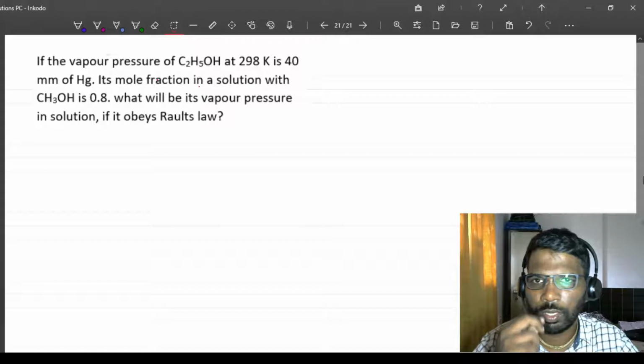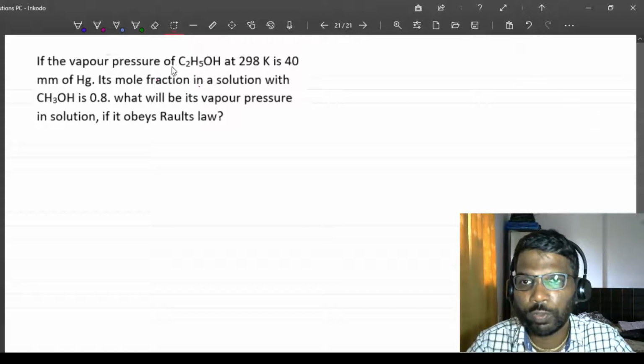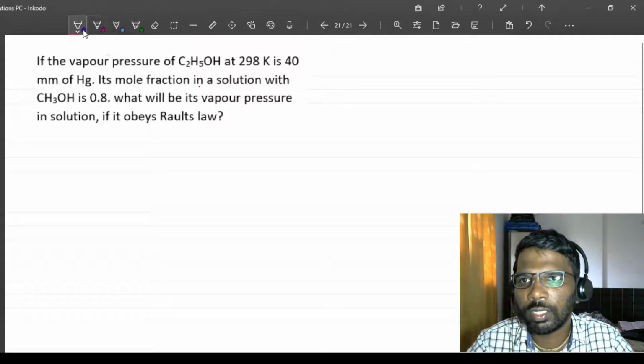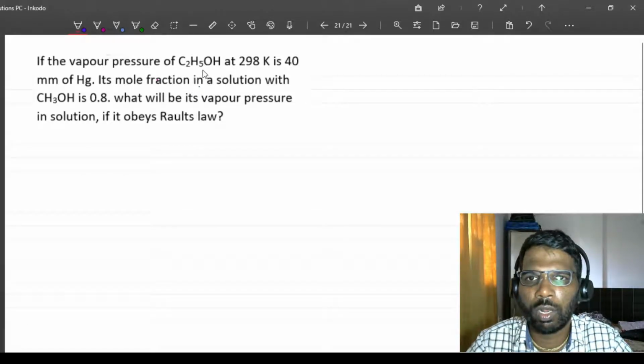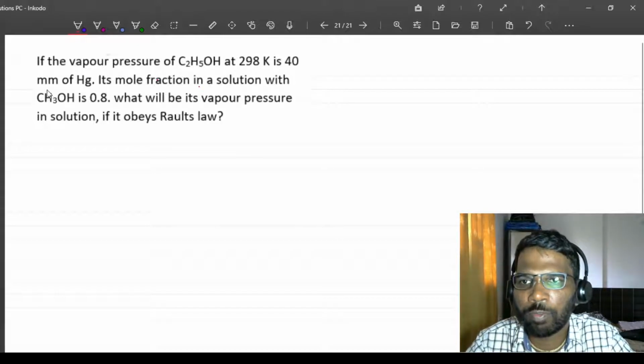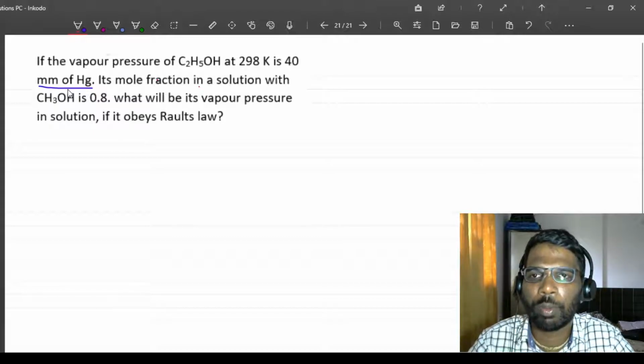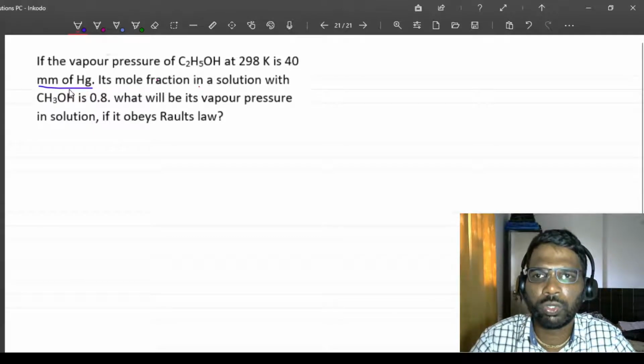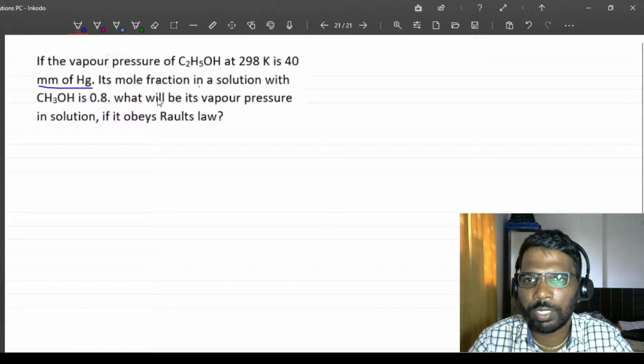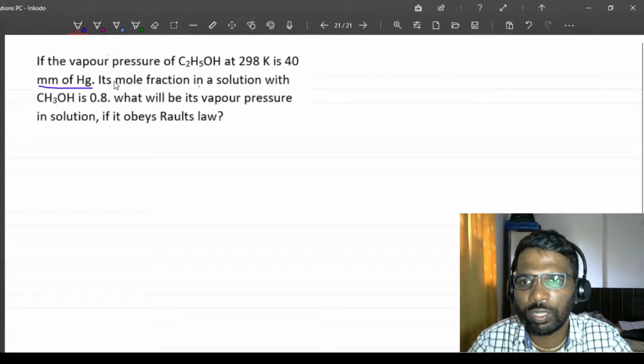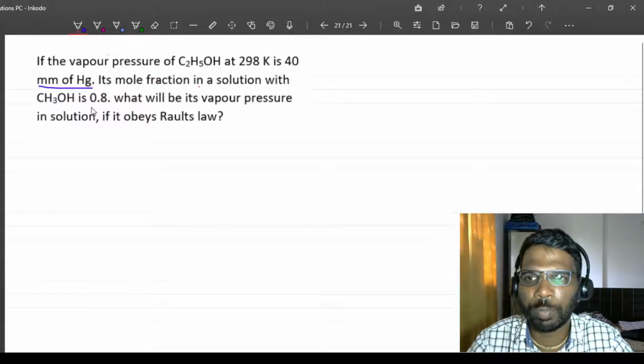Hello students, here we are going to solve this question. The question asked is: if the vapor pressure of ethanol at 298 Kelvin is 40 mm of mercury, which is a unit used to express a very small amount of pressure, and its mole fraction in a solution with methanol is 0.8, what will be its vapor pressure in the solution?